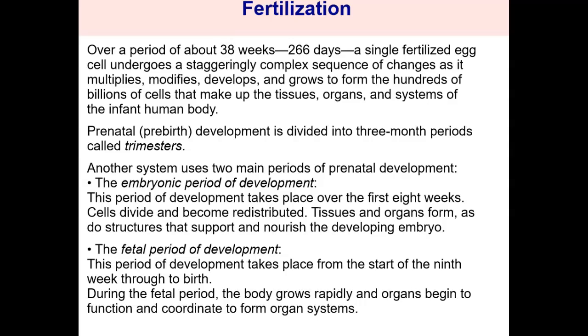So we're going to be studying this 38-week period, or 266 days, where that single fertilized egg becomes a really complex human. It goes through all of these different sequences of events where it multiplies and develops and basically turns into different tissues, organs and systems. So prenatal development can be broken down into 3-month periods called trimesters, where you would have the first, the second, or the third trimester, or you can break it into embryonic versus fetal.